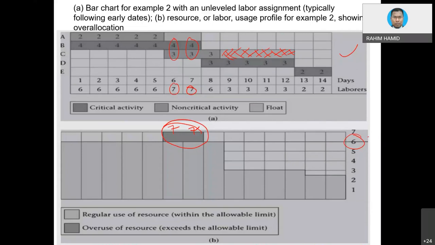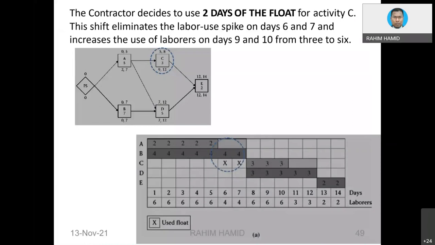So let's say for activity C, I push activity C to start a little bit late by 2 days. Instead of starting at this date here, I push the activity a little bit late. So the extension is indicated by float. I utilize 2 days of float, but I still have another 2 days at the back which I can still use if I want. Let's see what would happen to the resource histogram.